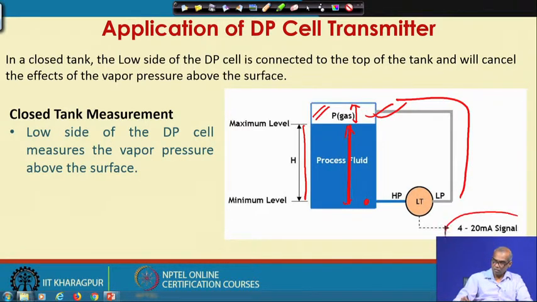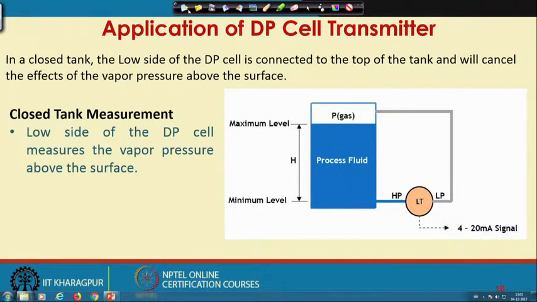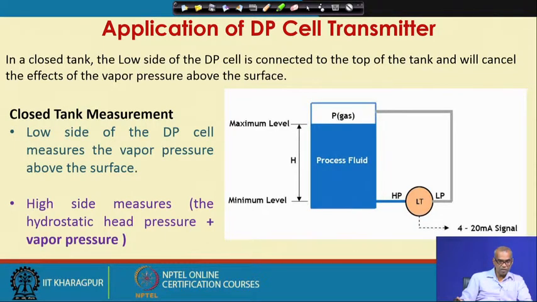So, again the output of the DP cell, a 4 to 20 milliampere current signal, can be used to measure the hydrostatic pressure head. The low side of the DP cell measures the vapor pressure above the surface, and the high side measures the hydrostatic head pressure plus the vapor pressure. So, combining these, I can measure the hydrostatic head, and if I know the density of the liquid, I can measure the liquid level or height of the liquid in the tank.